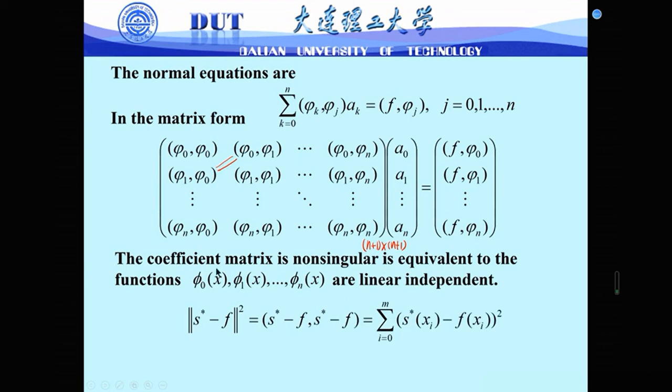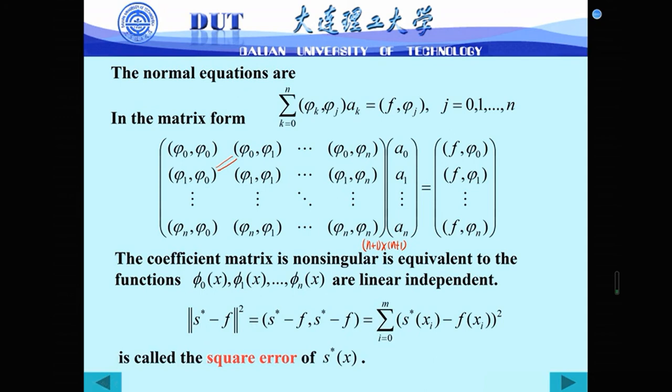So to solve this linear system, we obtain A0 star, A1 star to An star, then we denote by S star. Okay, so it means S star is the least square solution. If we use the norm, it means the distance between S star and F is minimized. Okay, so we also call this the square error between S star and F. We consider the minimized error. It's okay?